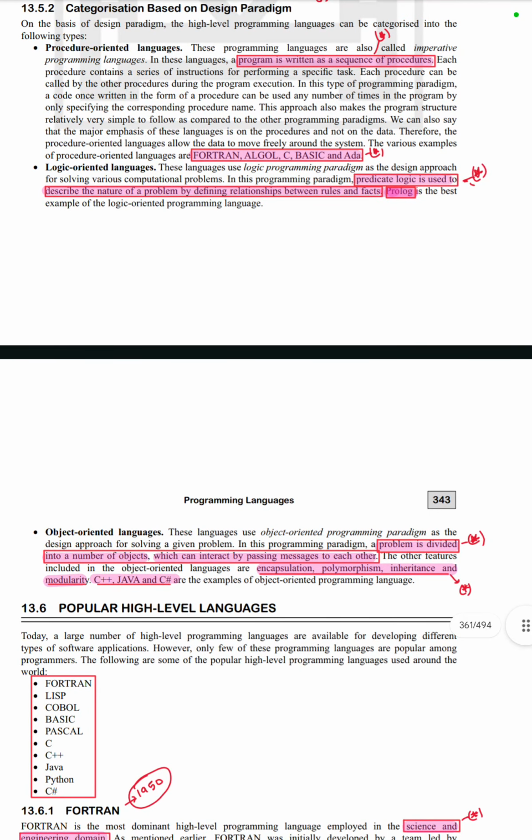Object oriented languages. Problem is divided into the number of objects which can interact by passing messages to each other. Encapsulation, polymorphism, inheritance, and modularity. C++, Java, and C# are the examples of object-oriented programming language.